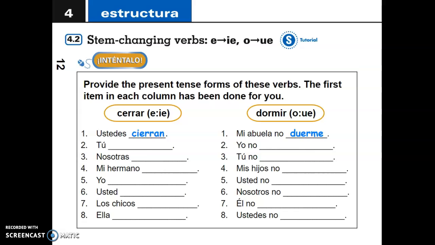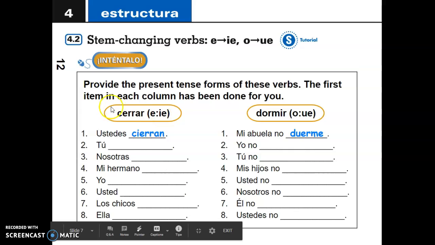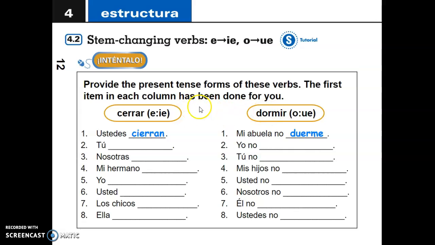Hopefully you can try to attempt to use it like this when you're writing. Alright, here are your practice questions. So, on this side, we have cerrar. Remember, it goes E to IE. And I want you guys to write up here, except nosotros and vosotros. We do not stem change for nosotros and vosotros. Do not stem change those two. But otherwise, that E in cerrar needs to go to IE. And the O in dormir should be UE.